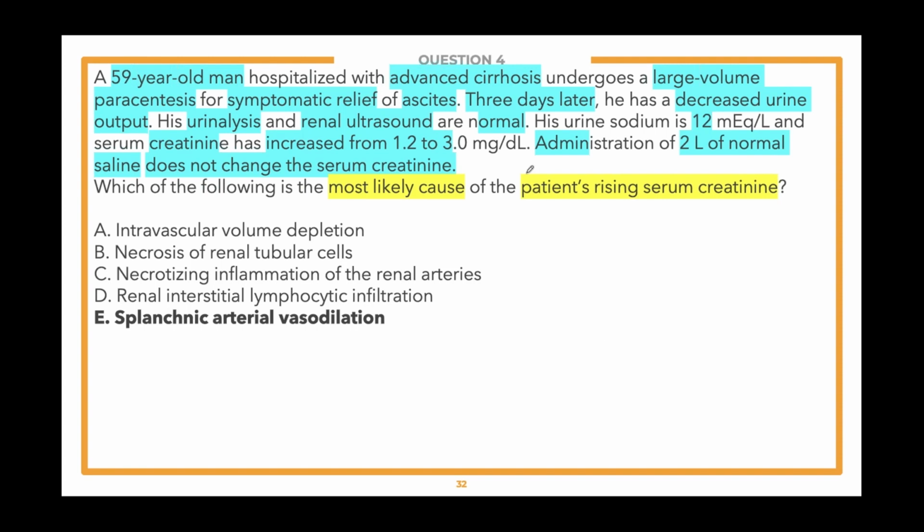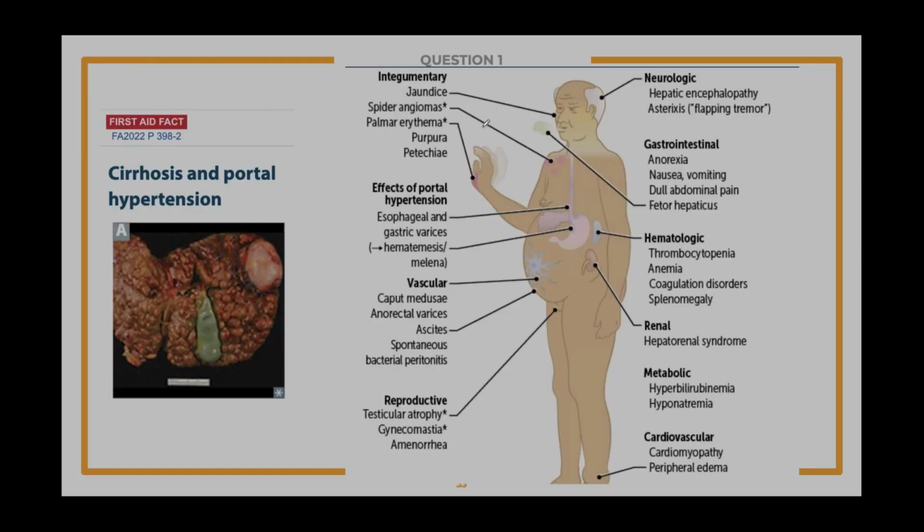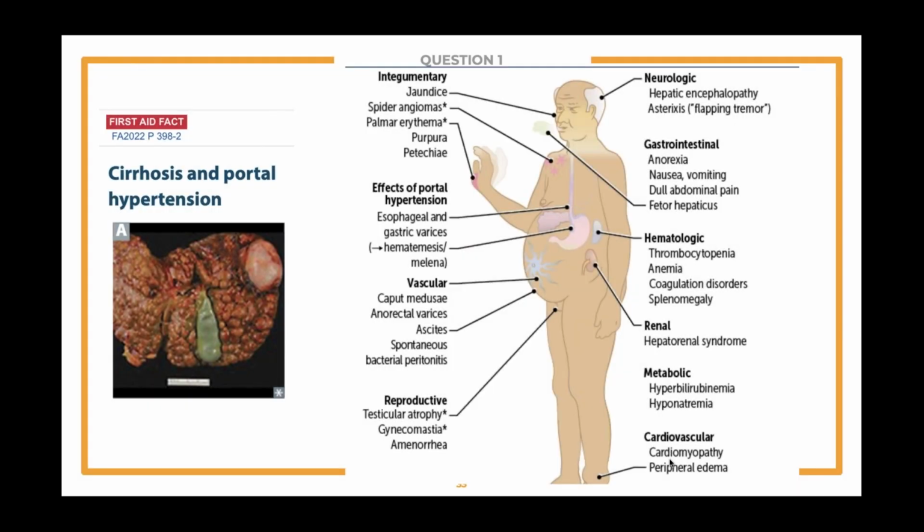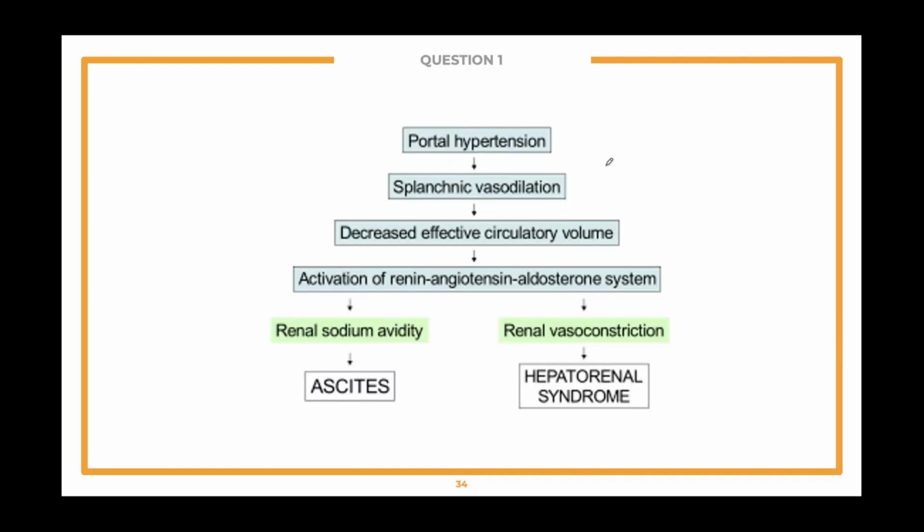And if we take a look at the next slide, there's actually a really nice diagram of those complications of cirrhosis in First Aid. And if you take a look at the kidneys, renal, can't forget about the kidneys, even though we're talking about the liver, something called hepatorenal syndrome. They love asking about this topic. So let's take a look at the next slide. Let's try to explain what hepatorenal syndrome is.